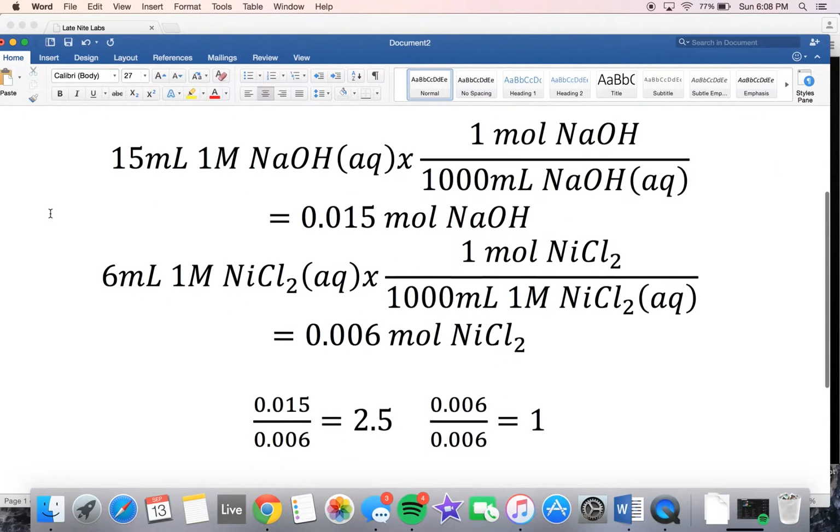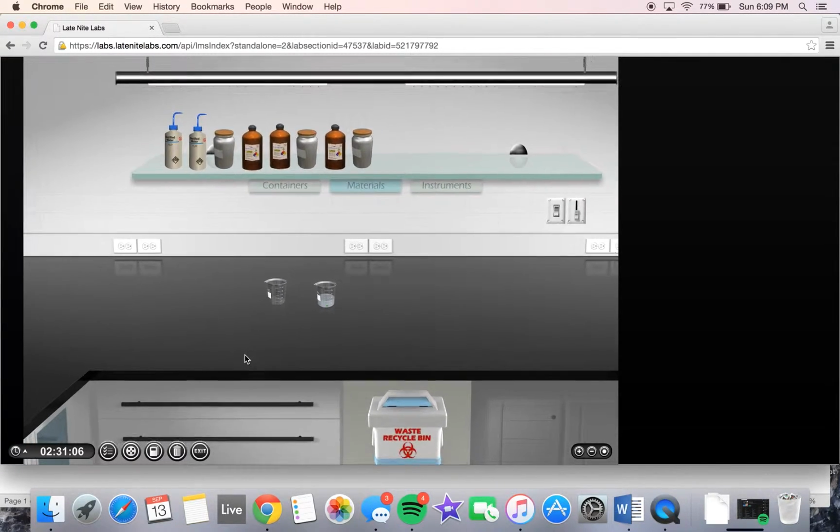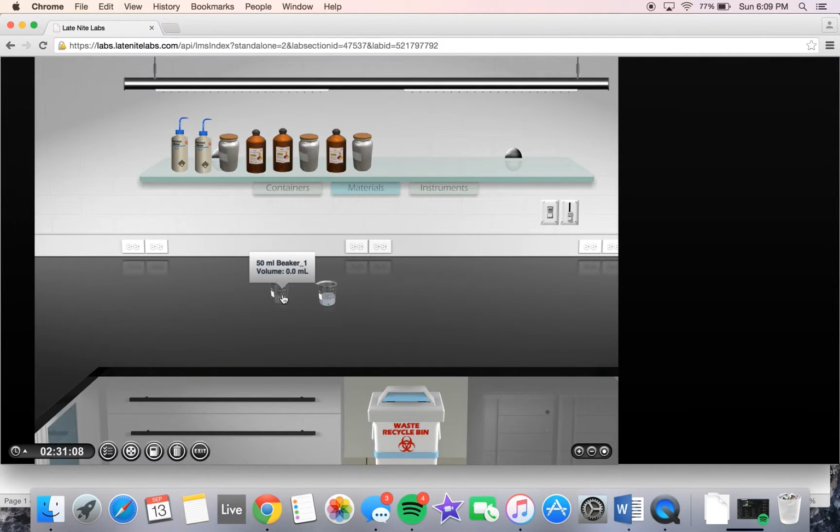However, based off the amounts we added, we have a 2.5:1 ratio. So NiCl2 aqueous is our limiting reagent, and we have an excess of NaOH aqueous, which means that in our ending solution, we not only have a precipitate of Ni(OH)2 and an aqueous solution of NaCl, we also have some leftover aqueous NaOH solution left.